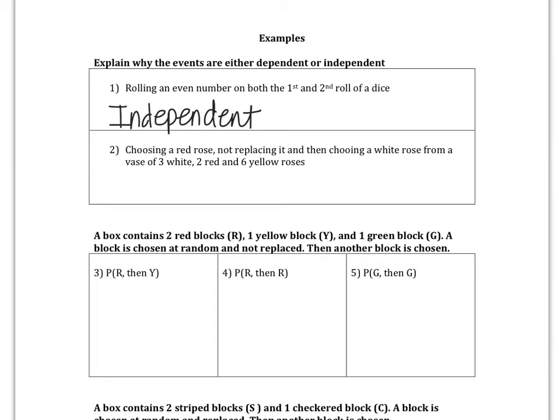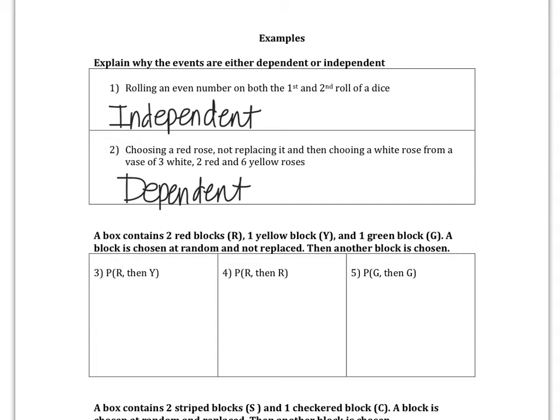Let's change that up a little bit. Dependent, because when I draw my first rose and then my second rose, I'm going to have less in there than I did when I chose my first one because I already took one out. So it's going to be dependent.